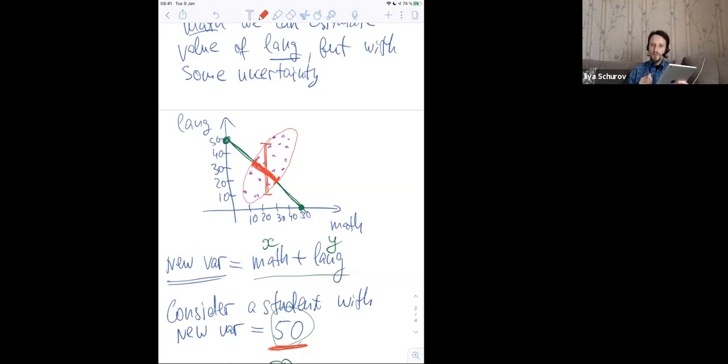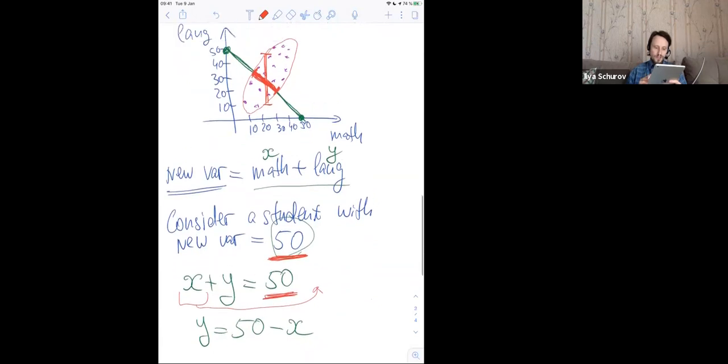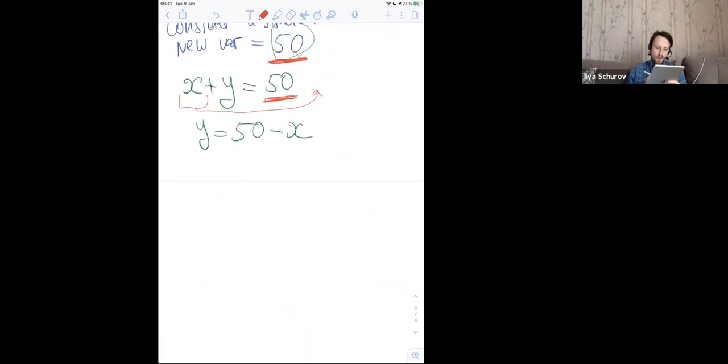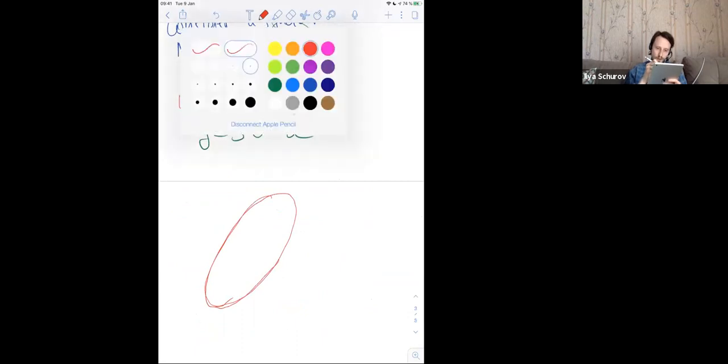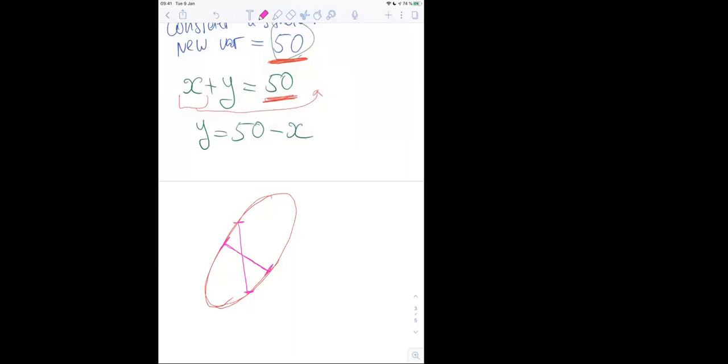Which one is smaller? I think we need to count. This is just a question about intuition. So, if you have an ellipsoid like this, assume that this is a more or less perfect ellipsoid, and you have to compare this segment with this segment. Well, the second one is smaller. Yes, this is smaller.